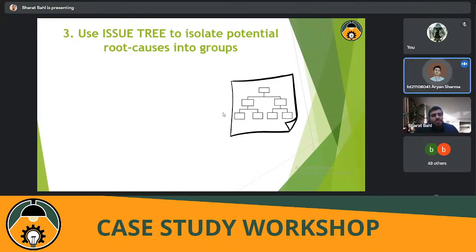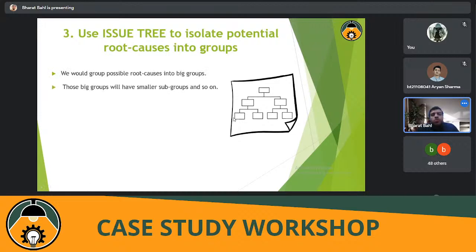We split the problem into a few sections and we look at them separately. Exactly. So we basically break the problem into further sections, as he said, and look further into it and further into it. We have a main problem, and we divide it further until we get to the root cause. So we can group the possible root causes into big groups, and further we can break it down and break it down, and it has to be in compliance with MECE, which is, does anyone remember what MECE is?